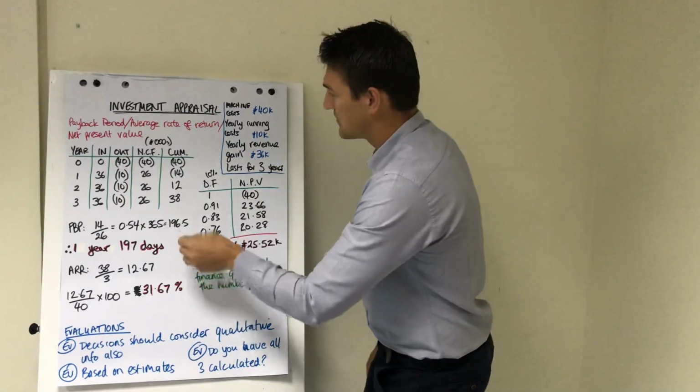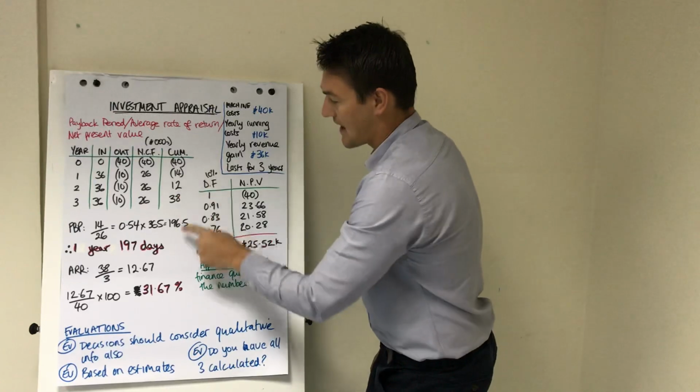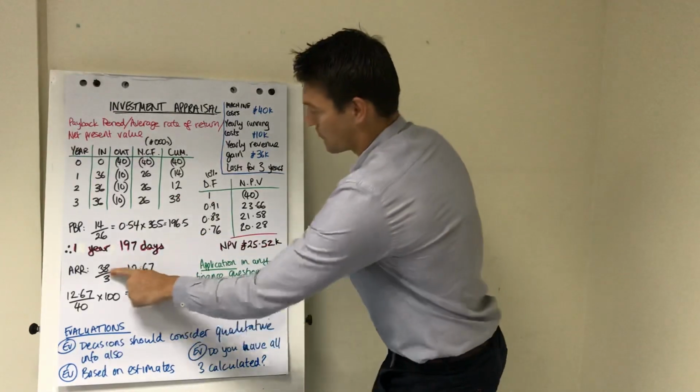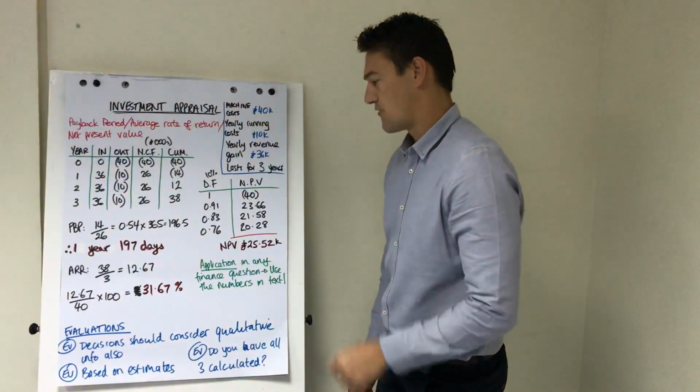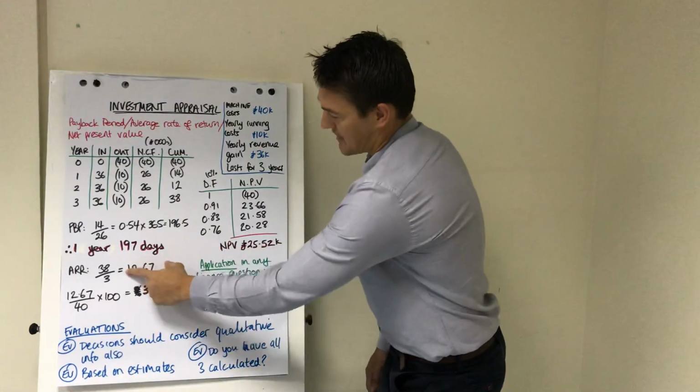And so what we do, we need to work out the profit on average. So the profit of the project is 38 and it lasts for 3 years. So the average profit is £12.67 thousand.